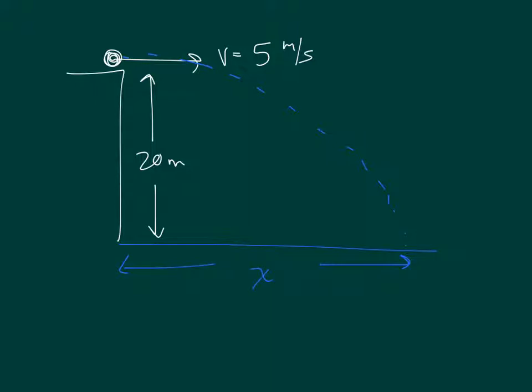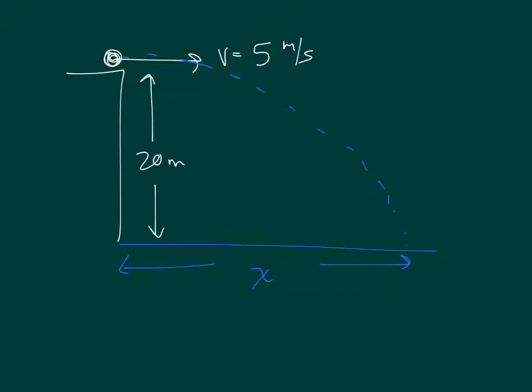So how would I word a problem like this on the test? Here's what I would probably write. I would say the following. Benno is standing on the edge of a cliff, and he decides to kick a soccer ball over the edge of the cliff. He kicks the soccer ball with a horizontal velocity of 5 meters per second. The cliff's height is 20 meters. Determine the range of the projectile and the time it takes for it to land.